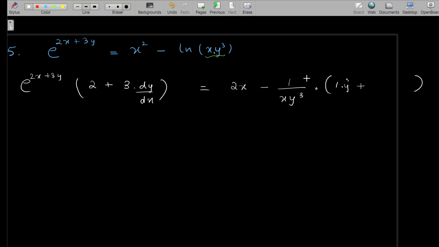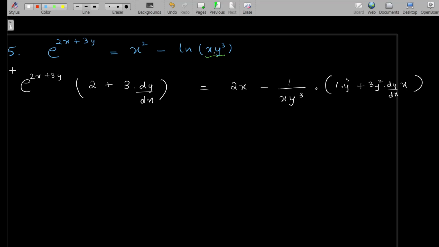Plus 3y squared times dy over dx times x. Yes. Okay. And now what you have to do is collect the terms in which you see dy over dx together. You see this is one term where there is dy over dx, and this is one term where you have dy over dx.